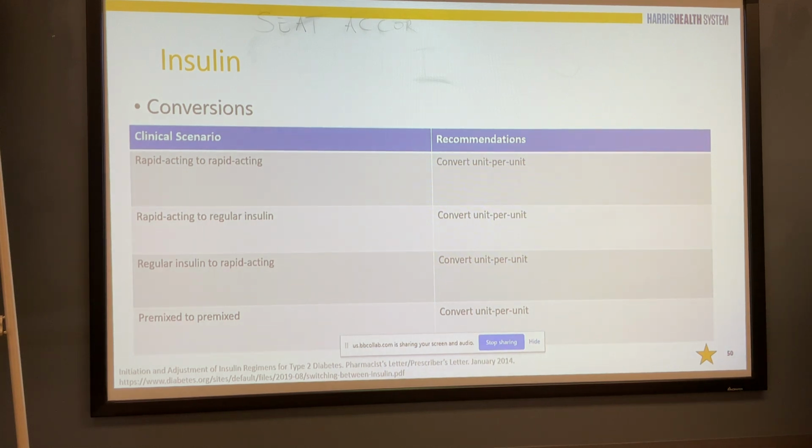You can convert, for example, Novolog to Humalog, or you can do Novolog to Novolin R, or you can do premix to premix if you need to. And I have the conversions. Most of them are unit per unit. So if they're on 10 units of Novolog, they'll be on 10 units of Humalog. And we'll practice this as a group. And I encourage you to practice this when preparing for the exam.